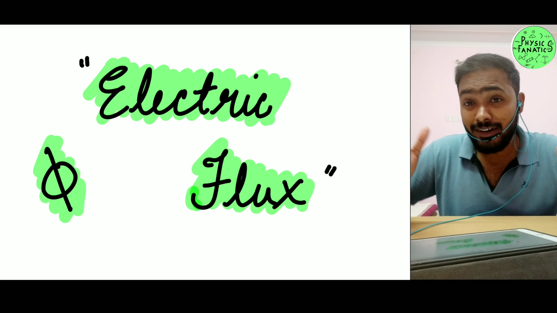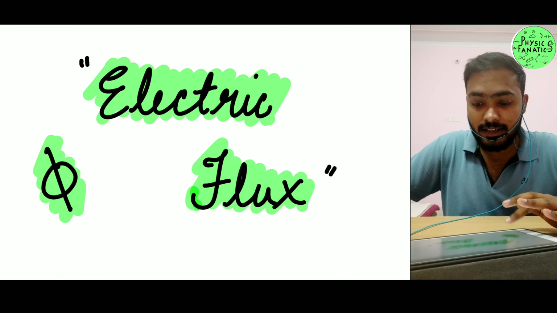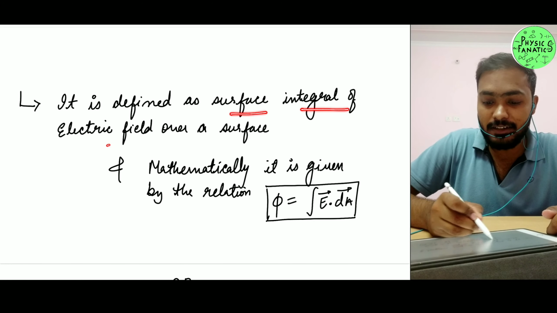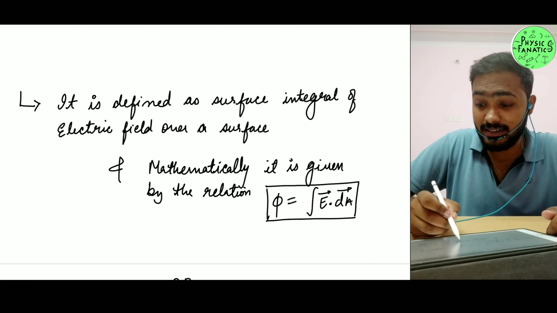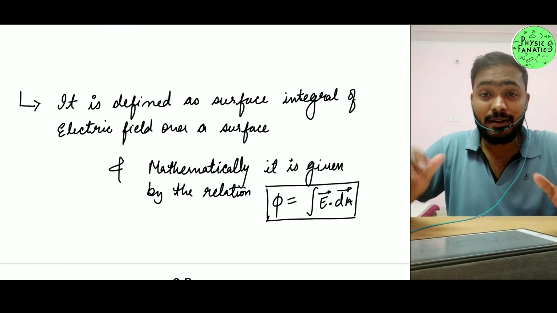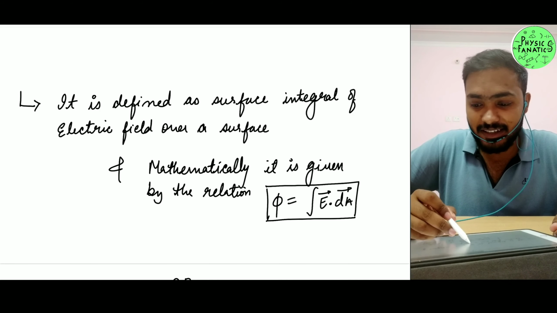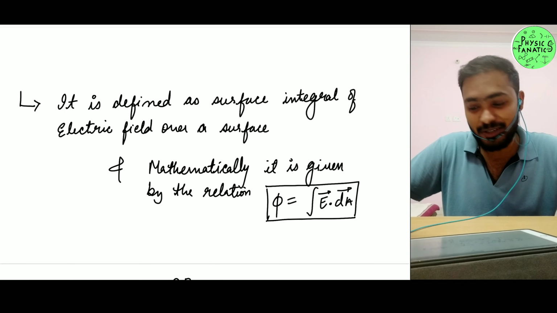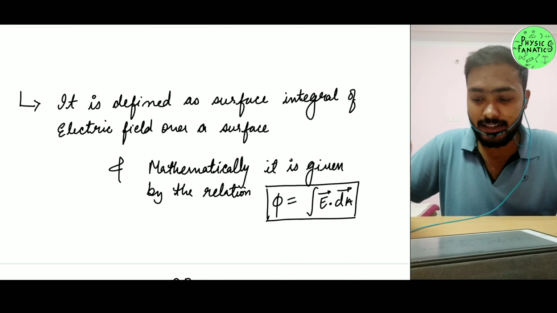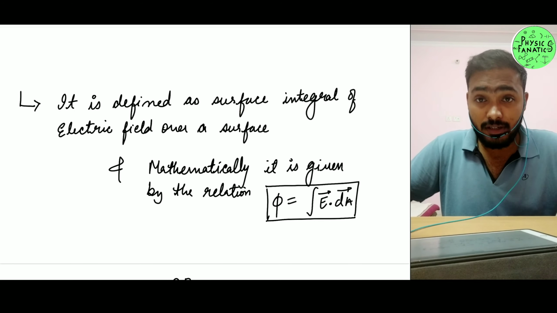Okay, so what actually is electric flux? If somebody defines it, it is defined as the surface integral of the electric field over a surface, or mathematically it is given by this relation: phi equals integral of E dot dA. By looking at this definition, I can't understand much. It is defined as a surface integral. What? I'm not able to understand this. So let's try to actually feel it, let's try to understand it in a deeper sense. Surface integral, okay, don't worry, we'll get to know it.